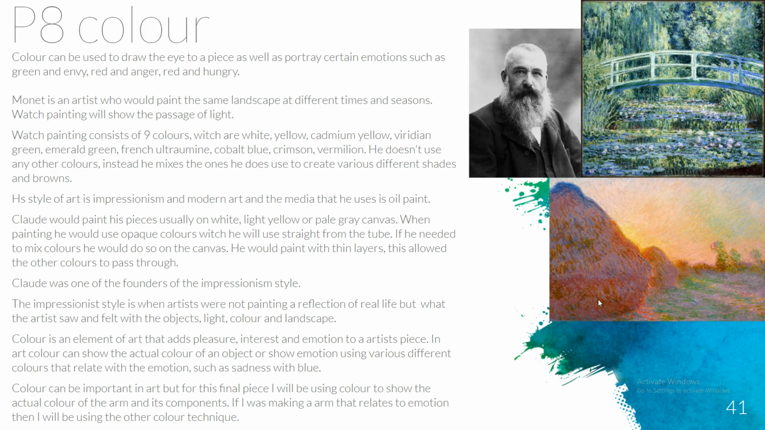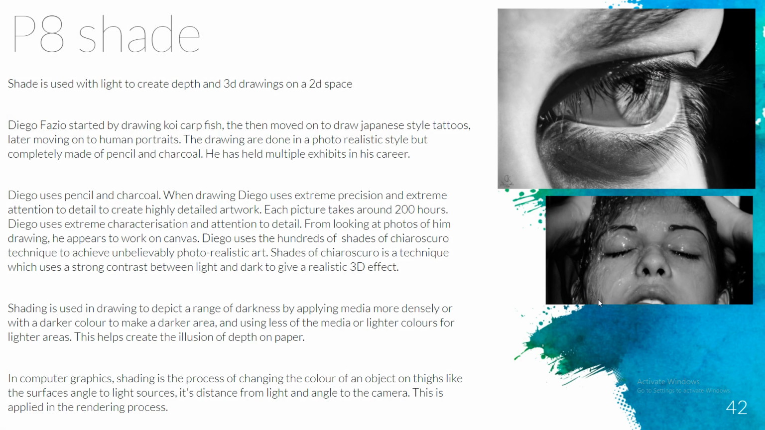Colour is an element that adds pleasure, interest, and emotion to an artist's piece. The art can show the actual colour of an object, or can show emotion using various different colours. Shade is used with light to create depth and 3D drawings on a 2D space.